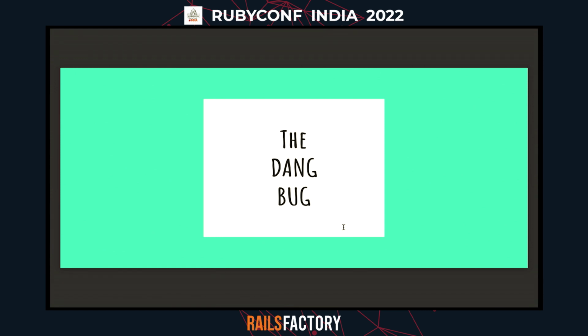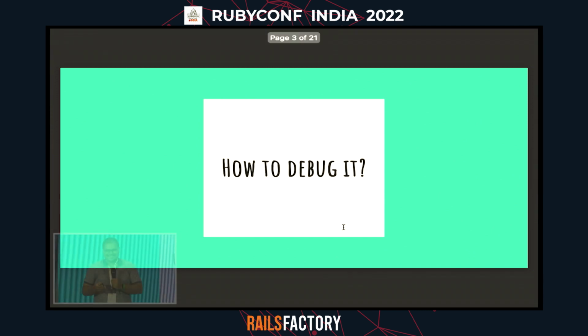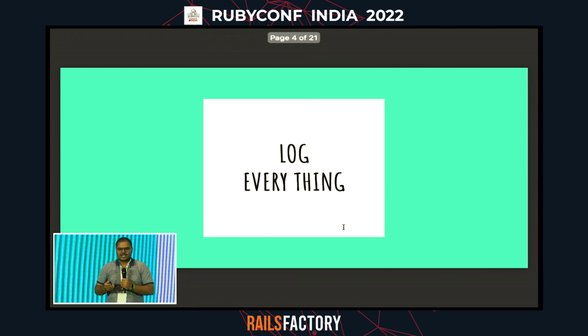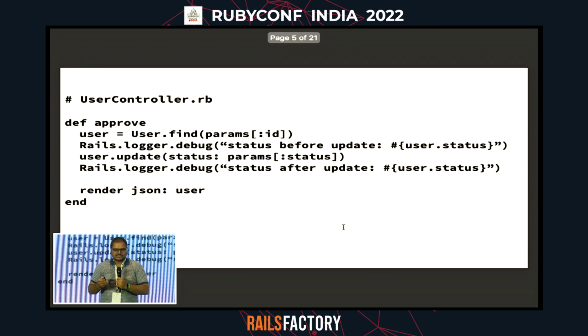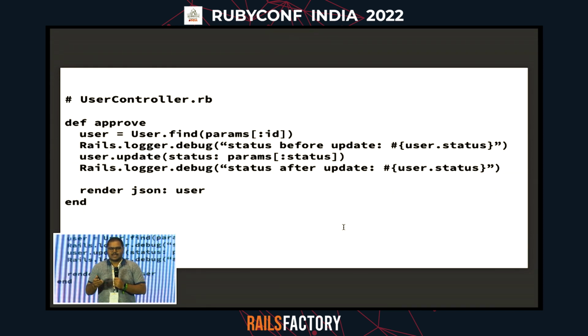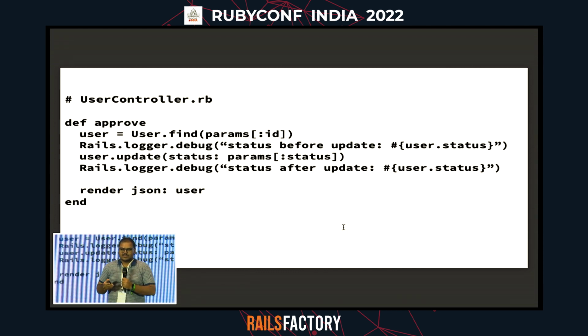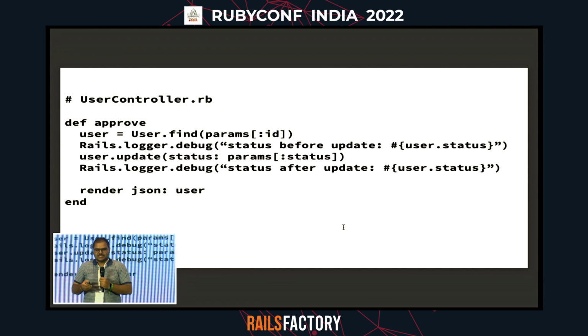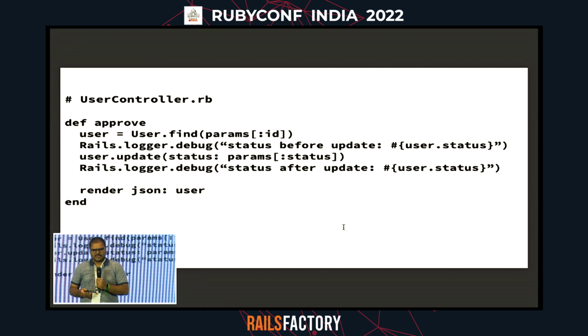A dang bug that only happens in production, right? So how to debug it? As a good Rails developer, what I will do, I will log everything, right? So let's do that. Let's log at the appropriate level. Let's add the debug log. What should happen? What shouldn't be happening, right? We added this log. Seems okay, right?